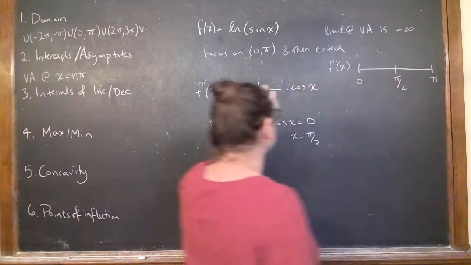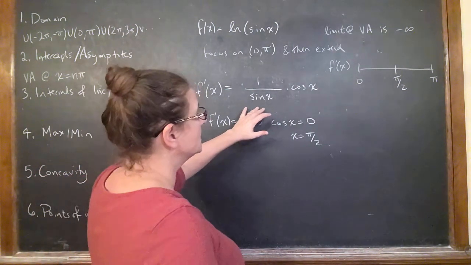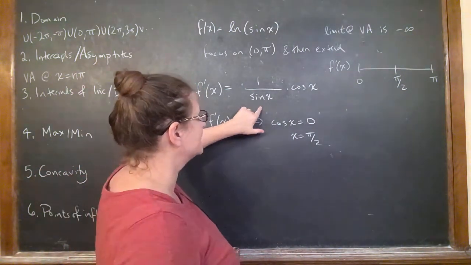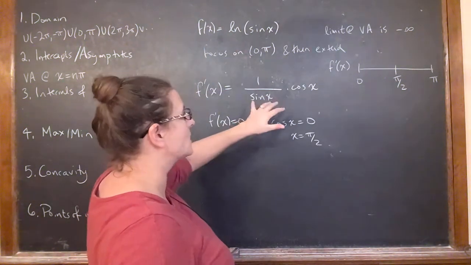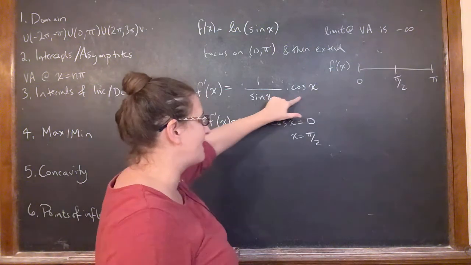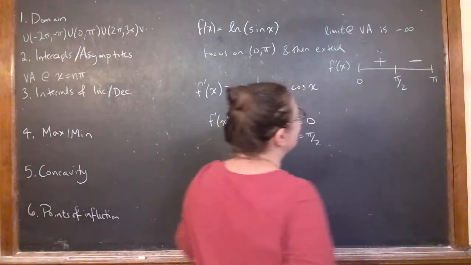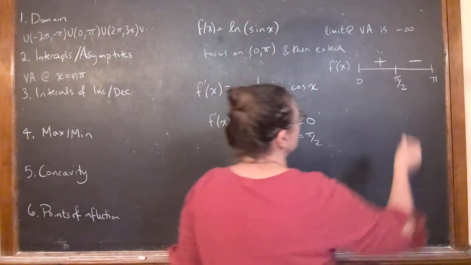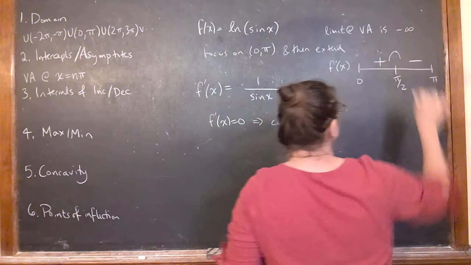So I have that point on there. And then if I look at this, between 0 and pi, sine x is always positive, right? Because on our domain, sine x is always going to be positive. So I'm just going to be looking at the value of cosine. So this is positive, this is negative. That's going to tell me that my value of pi over 2 is going to be a maximum.